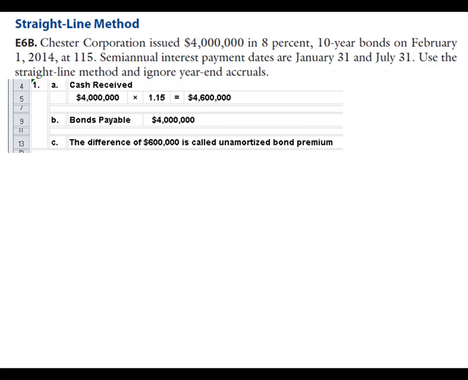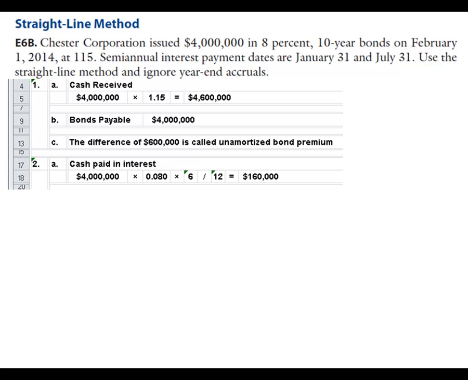Now if we received less, it would be called a bond discount. If it would have been like 95 instead of 115, the difference would go to an account called unamortized bond discount. Now in part 2, we're wanting to calculate the cash that's paid in interest.